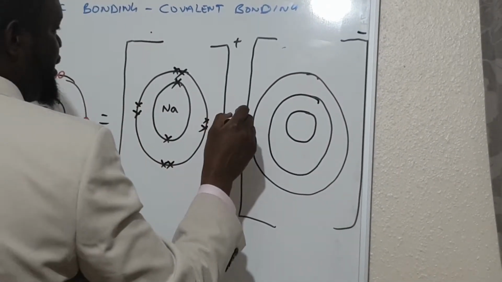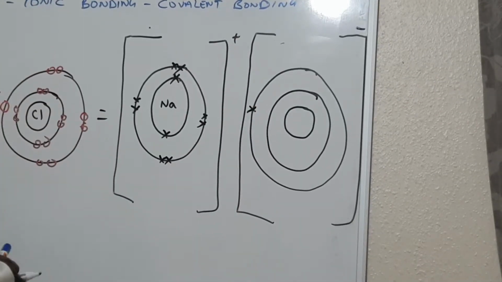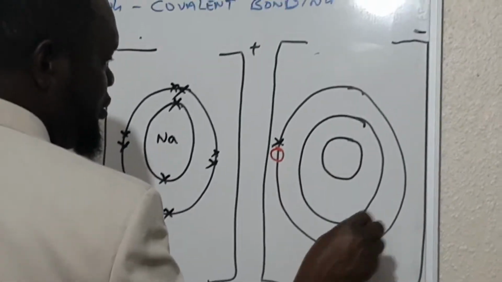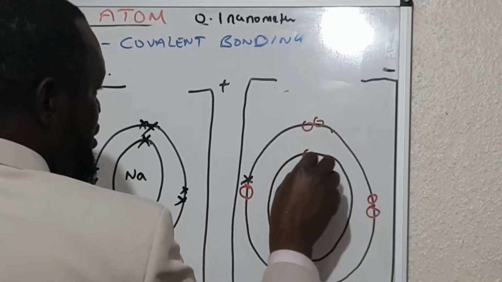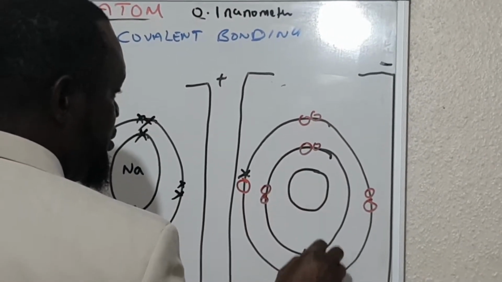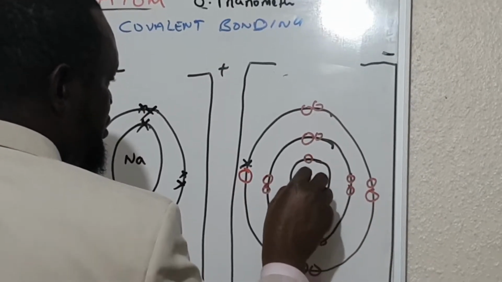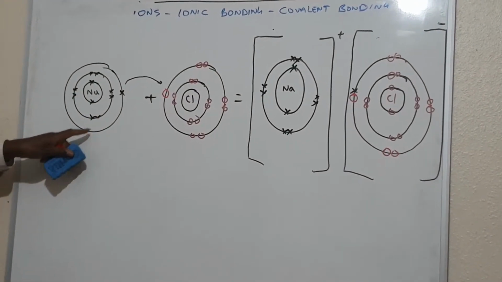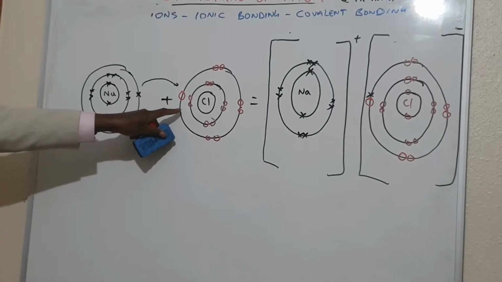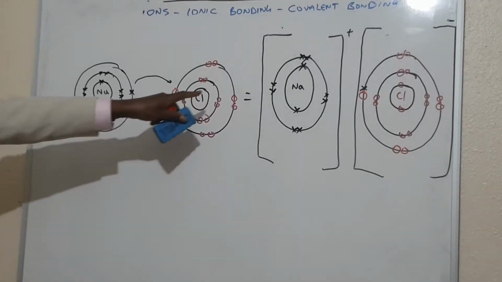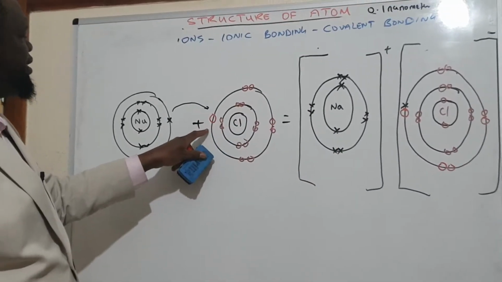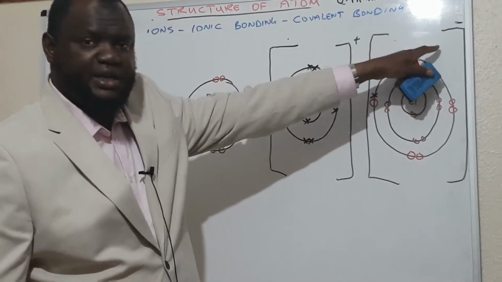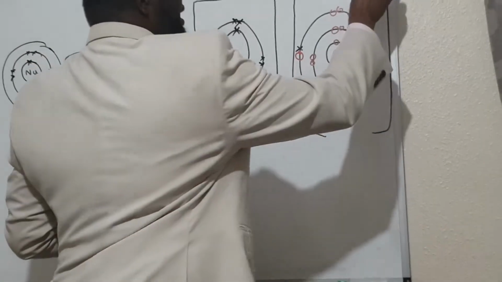Okay, you draw it here because it receives one from sodium. Chlorine. Okay, so this is how you draw ionic bonding. Sodium donating one of its electrons to chlorine, okay, it becomes a sodium ion. Chlorine, receiving one electron from sodium, becomes a chloride ion. Okay, positive and negative. So positive and negative, they attract each other.